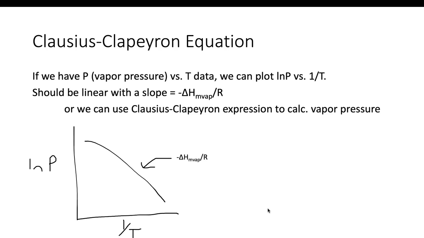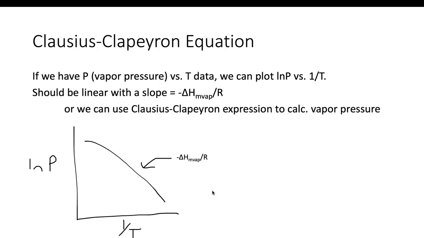So using the Clausius-Clapeyron equation, if we were able to collect vapor pressure versus temperature data, we can plot the natural log of that pressure versus 1 over T, and we should get a linear plot, and the slope will give us the enthalpy of vaporization over R. So we can determine from this data the enthalpy of vaporization of a particular liquid without ever actually boiling the liquid itself.